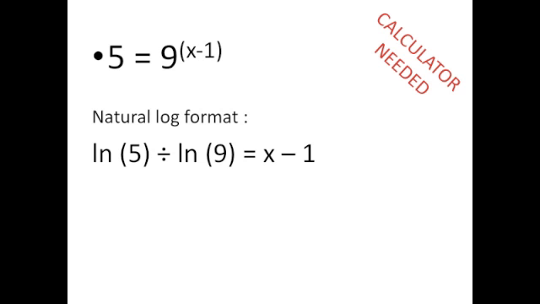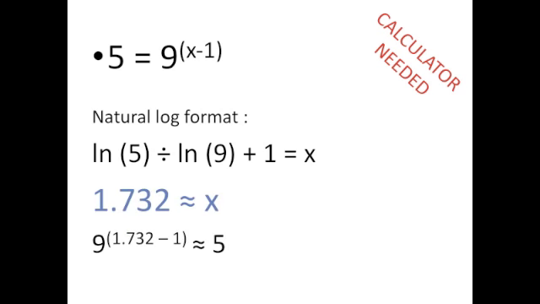You have to solve just for x, so you have to get x alone like you did in question 2. You can cancel out subtracting 1 from x by adding 1 on both sides of the equal sign. So you will plug the equation natural log of 5 divided by natural log of 9 plus 1 into a calculator. The answer should be approximately 1.732. This means 9 to the power of 1.732 minus 1 is approximately 5.